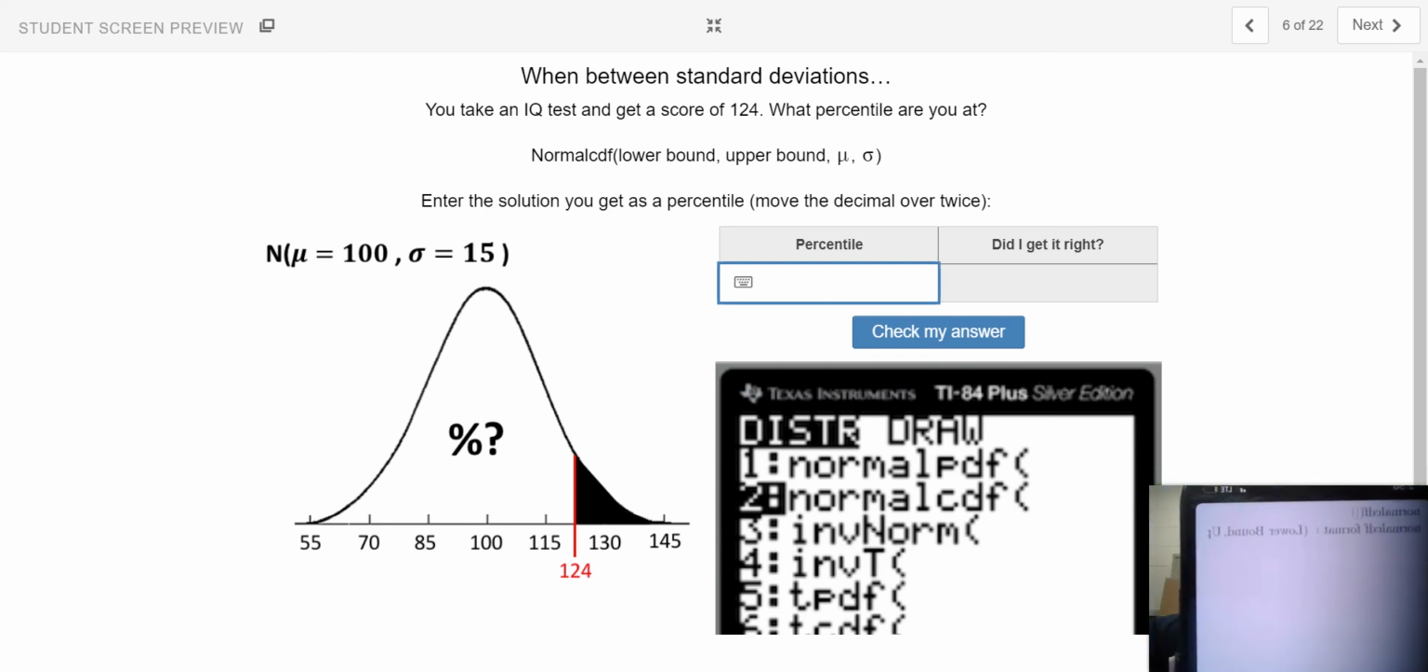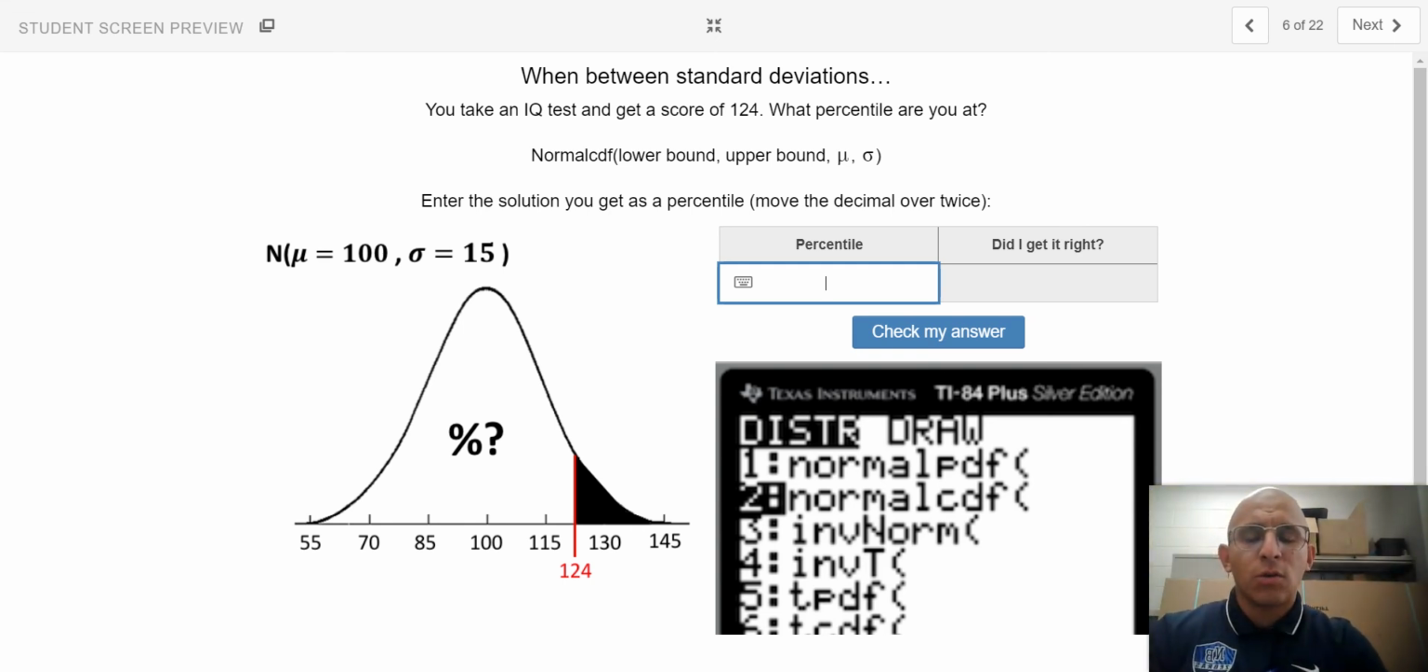As you can see, I have a lower bound and an upper bound. So my lower bound here, I just want to set it to something extremely low, extremely small. So let's take negative 100,000, comma. The upper bound is a value of 124.